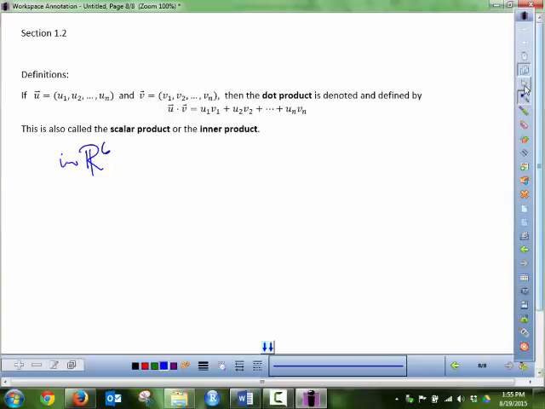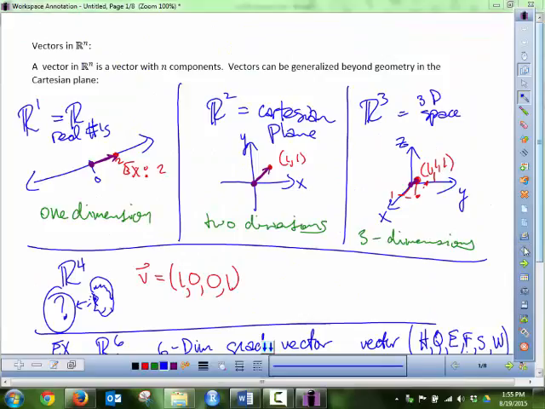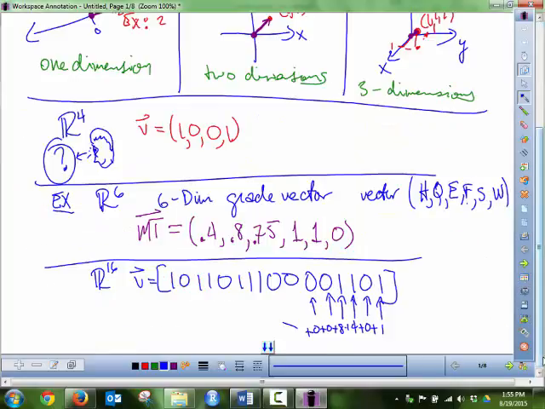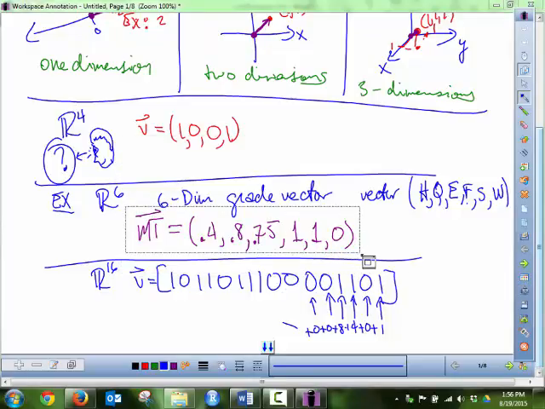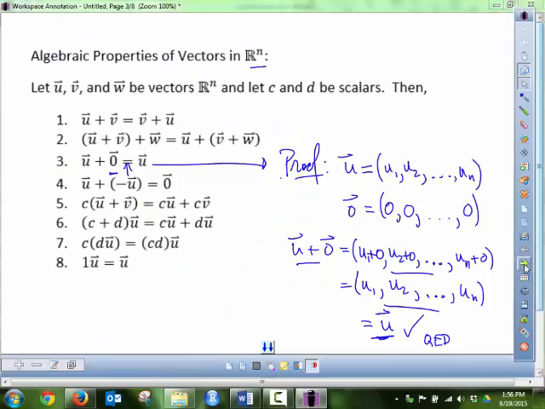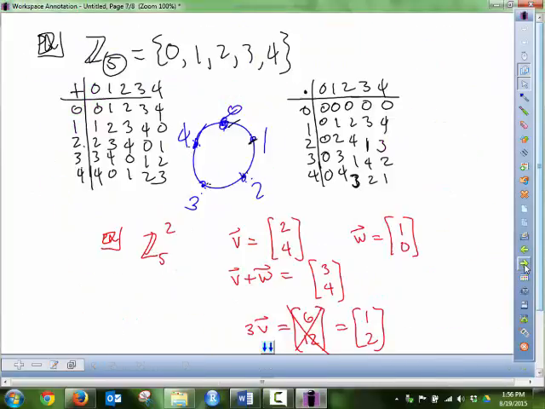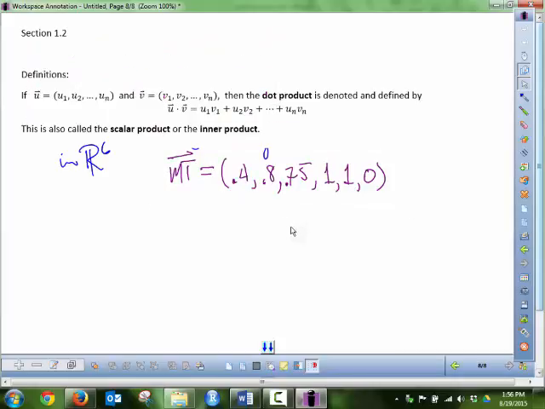You remember how Maria did in this class? So let's do an example of a dot product in R6. This is Maria's grade vector.